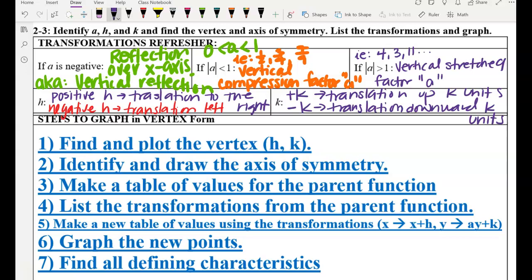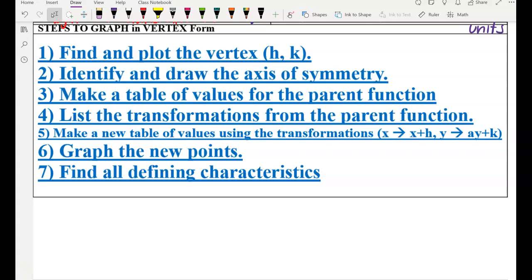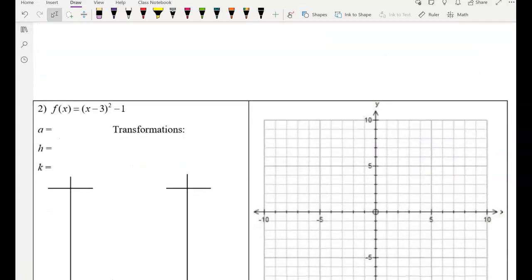Now, steps to graph in vertex form. Feel free to pause this to copy it down. Find and plot the vertex. Identify and draw the axis of symmetry, so you know the left and right will be exactly the same. Make the table of values for the parent function. List the transformation. Make a new table with values from the transformations. Graph your new points and find all the characteristics. And so that's what we are going to do.